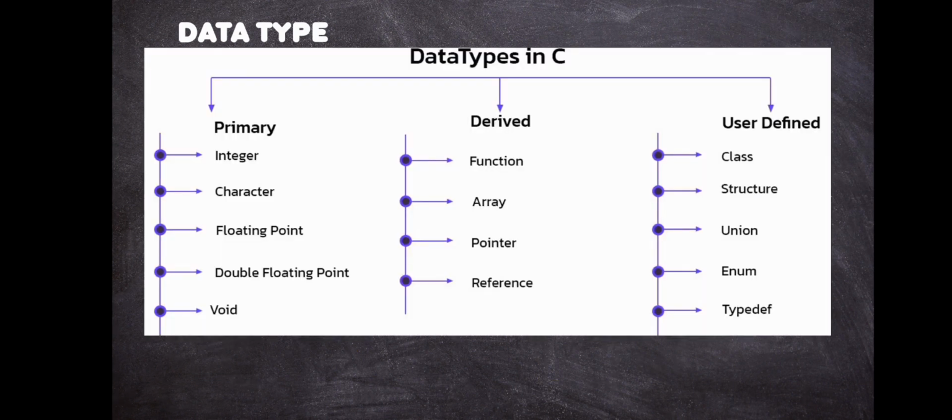So now let's discuss the data types in the C language, how many types of data there are and how they are differentiated from each other. First is the primary kind of data, or we can say the basic level of data types, which includes integer, character, floating point, double floating point, and void. The second one is derived data types. Function, array, pointer, and reference come under the derived data types in C. And the third class is user-defined data types, where the user is defining it. It includes class, structure, union, enum, and typedef.